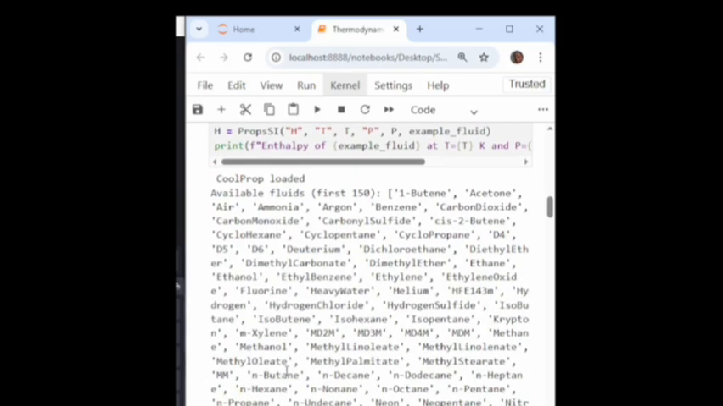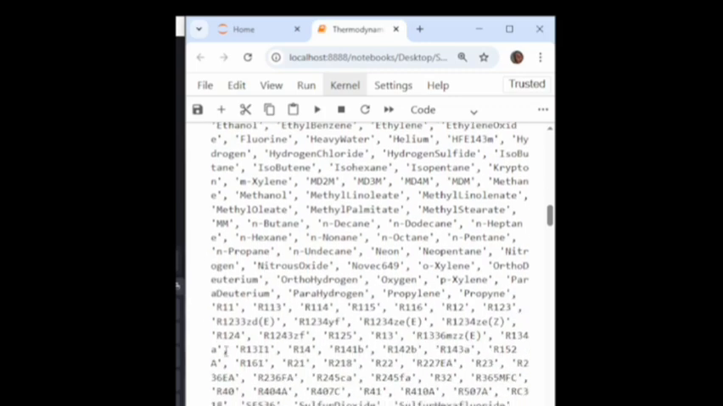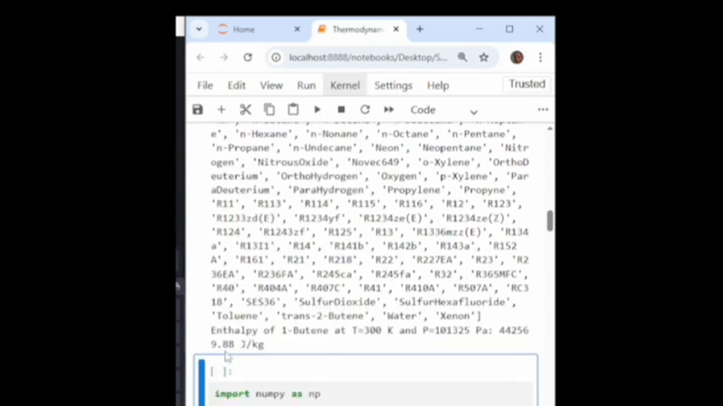Okay, so these are the fluids we imported. We imported 150 fluids from CoolProp. Yes, so as you can see, there are many fluids. You can choose any fluid you want.